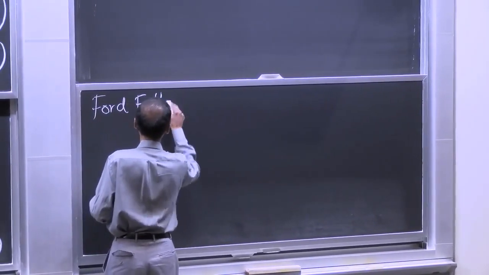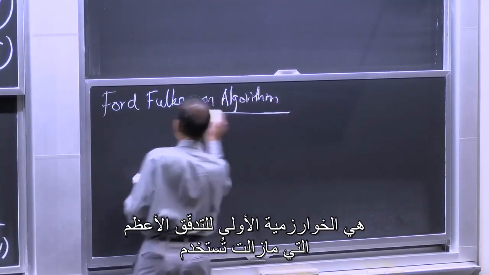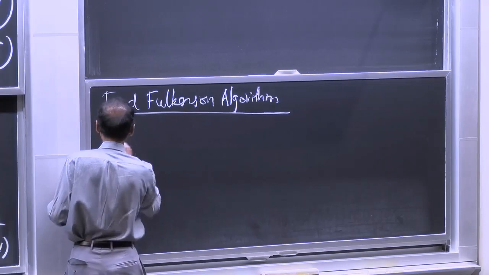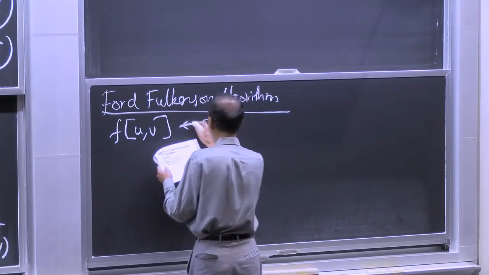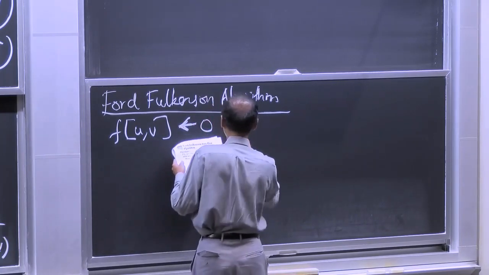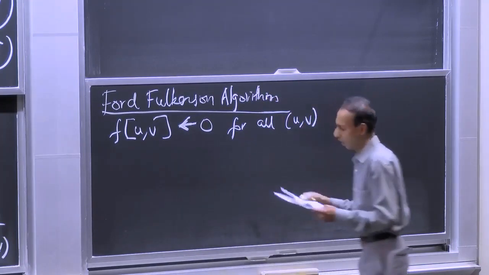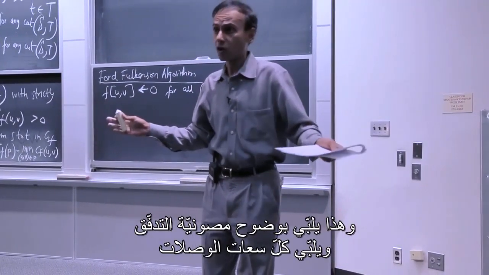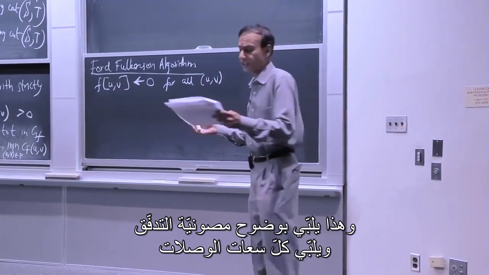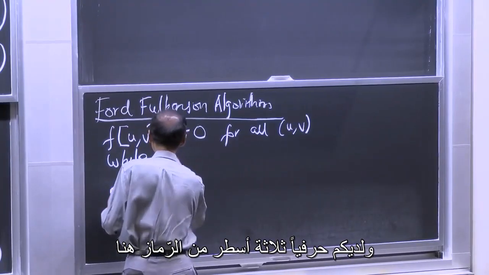So the Ford-Fulkerson algorithm, which is the first algorithm for max flow and continues to be used, sets the flow on each of the edges to be 0. So you just set everything to 0. Clearly satisfies flow conservation, satisfies all the edge capacities. And you have literally 3 lines of code here.